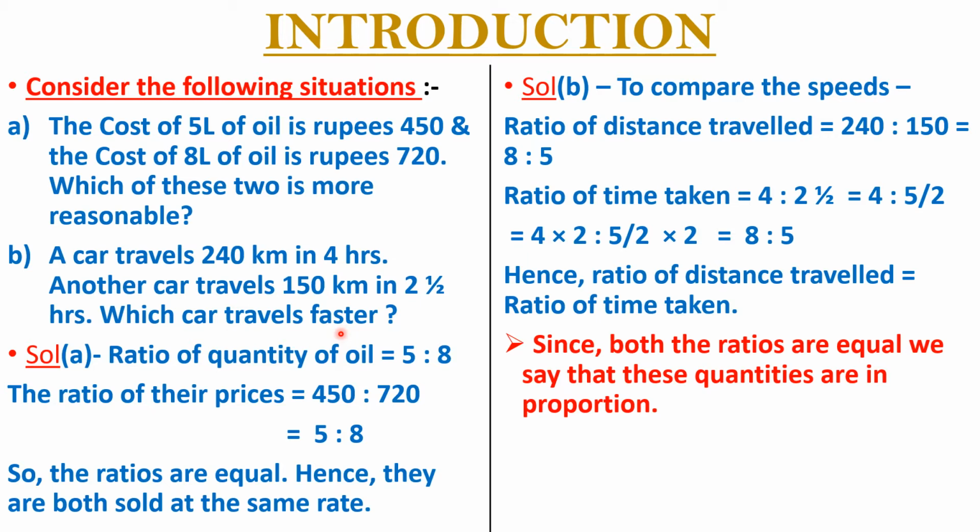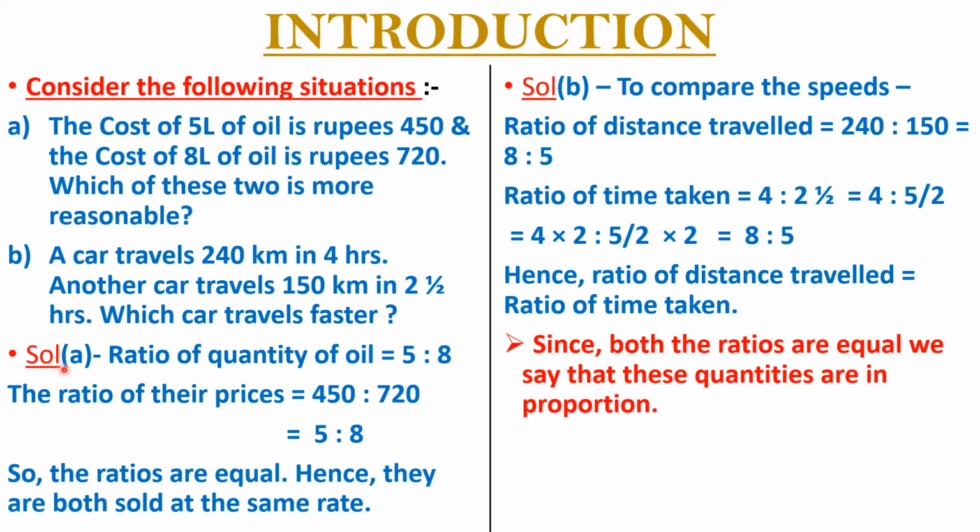To find the answers to such questions, we need to find the ratio of the two quantities. That is, in example A, we need to find the ratio of the quantity with that of the ratio of their cost. Similarly, in example B, we need to find the ratio of distance travelled with that of the ratio of time taken by both the car. Now let us solve the sums.